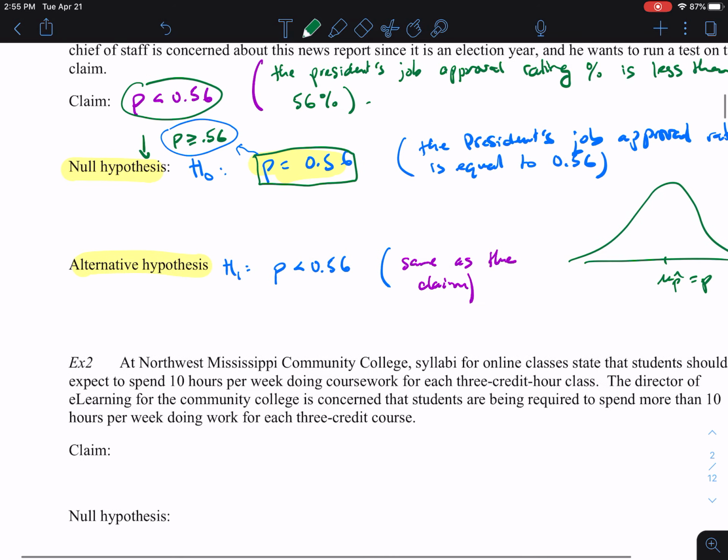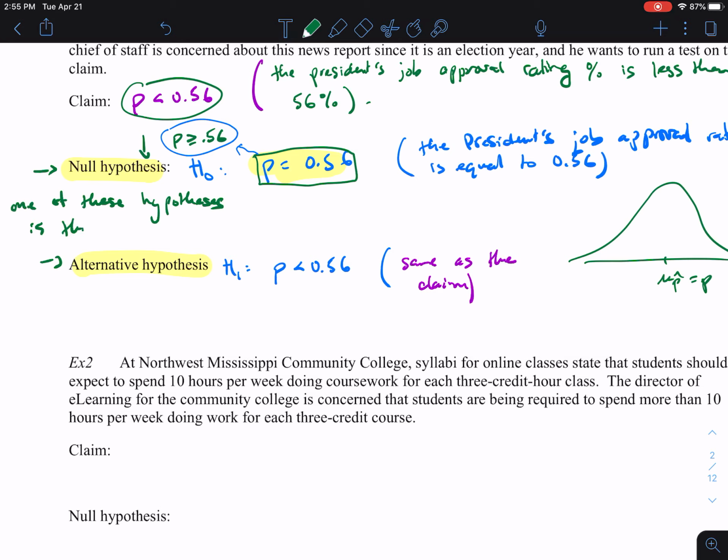But in our book, the way we go about doing it is that one of these hypotheses is the claim. That's how we're going to set this up. One of those statements has to be the claim itself, so that at the end of the process, we either support the null and reject the alternative, or support the alternative and reject the null.